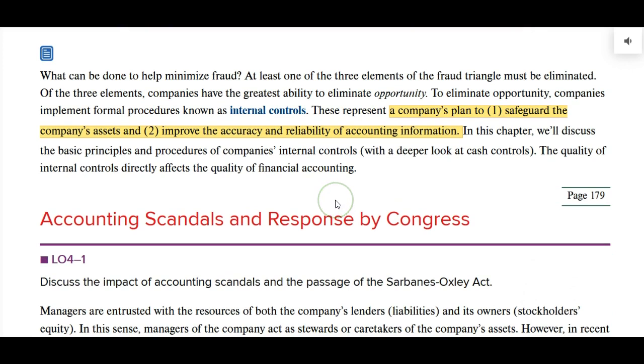Now, what is internal control? Well, internal control, you can see I have highlighted here, a company's plan to, first of all, safeguard the company's assets. So you want to safeguard the cash, the inventory, the property, plant, and equipment, and so forth. And then number two, improve the accuracy and reliability of accounting information.